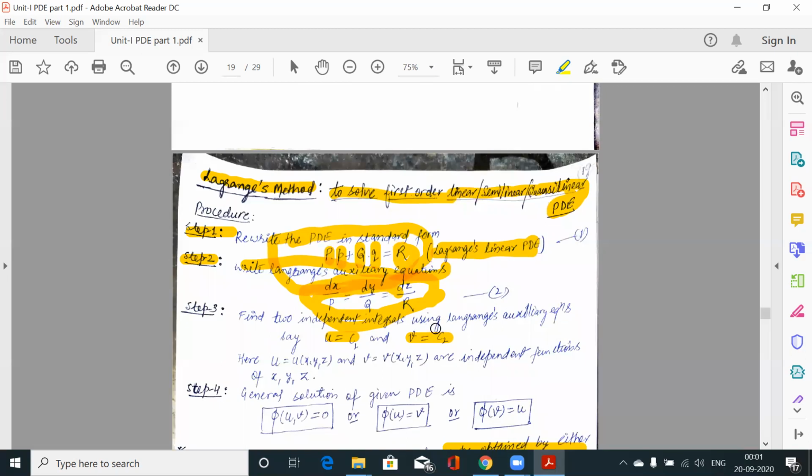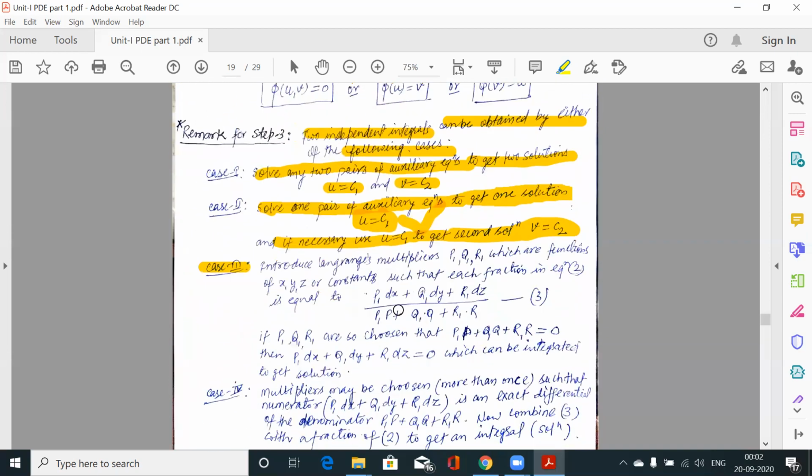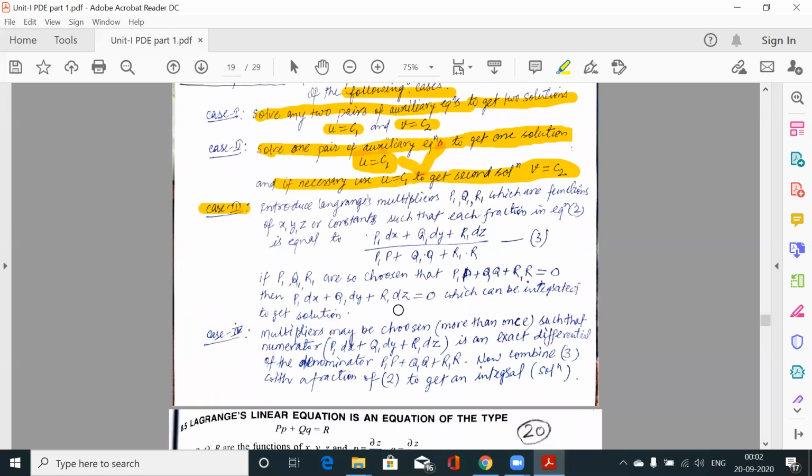So we have these three fractions. Now we can use the property that these fractions are also equal to dx plus dy plus dz over p plus q plus r, and the same with l: l dx plus m dy plus n dz over lp plus mq plus nr. So we are using that property.